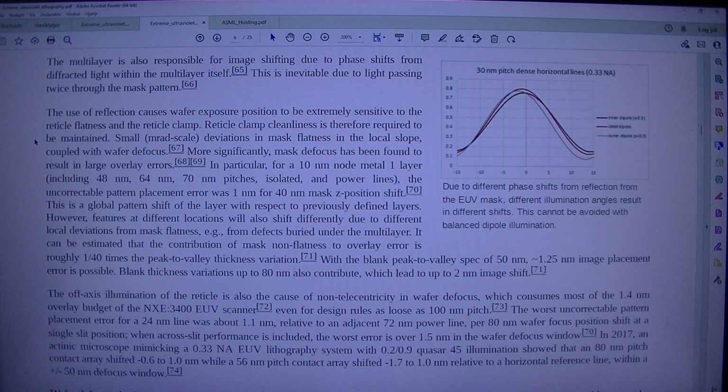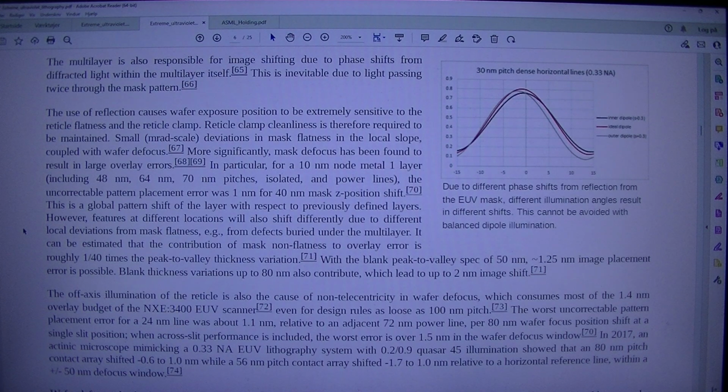Small, microradian-scale deviations in mask flatness in the local slope, coupled with wafer defocus. 67. More significantly, mask defocus has been found to result in large overlay errors. 68, 69. In particular, for a 10 nm node metal one layer, including 48 nm, 64 nm, 70 nm pitches, isolated, and power lines, the uncorrectable pattern placement error was 1 nm for a 40 nm mask Z position shift. 70. This is a global pattern shift of the layer with respect to previously defined layers. However, features at different locations will also shift differently due to different local deviations from mask flatness, for example, from defects buried under the multilayer.